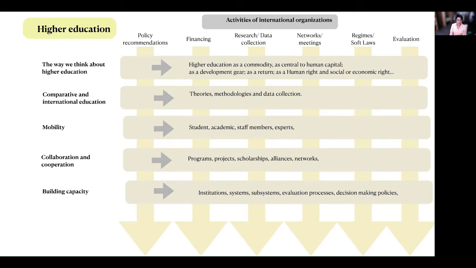Also collaboration and cooperation. By doing all these different activities in different ways, international organizations have promoted a lot of programs, projects, scholarships, alliances, networks, as part of their work, where institutions are becoming more international. And then we have building capacity, of course, as part of this, of the way now our field and our institutions are more international. And they have worked on institutions, systems, subsystems, evaluation processes, decision-making policies, etc. I don't think this covers everything, but it gives you a good sense of how to navigate the understanding of how these organizations impact higher education.